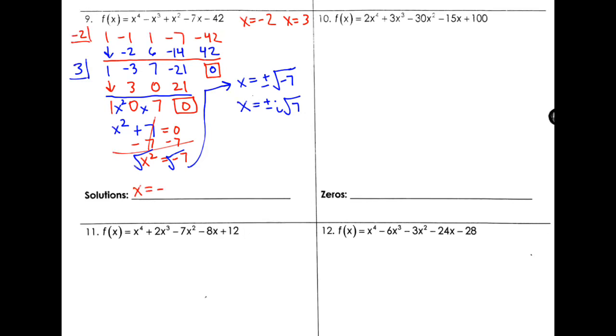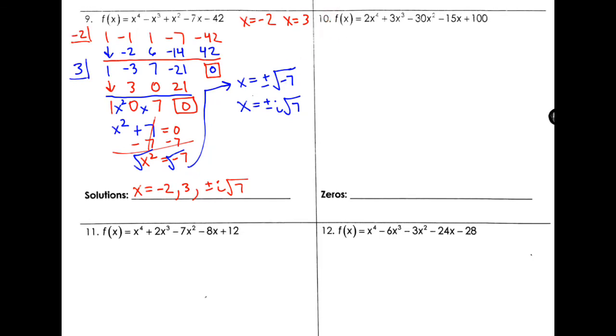x is equal to negative 2, 3, and plus or minus i radical 7. And on to number 10.